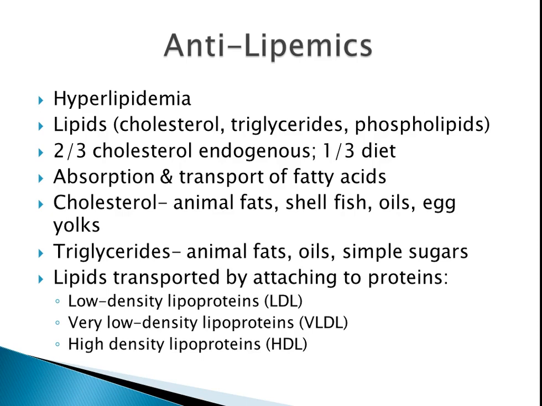Now, it's important that we have lipids in our bloodstream because they help absorb and transport the fatty acids. Where do we get cholesterol from? Well, we think about in the diet that we get it from animal fats, shellfish like shrimp, and some of the others will have cholesterol, oils, especially those saturated oils, egg yolks. Those are typically what we think about of foods being high in cholesterol. But our body can take triglycerides in the liver and make cholesterol. And triglycerides we get from animal fats, oils, and simple sugars.